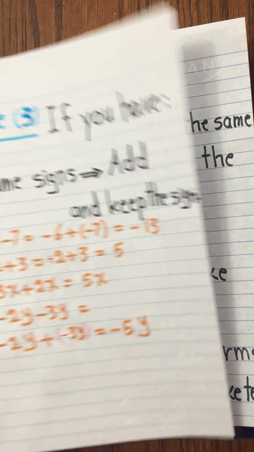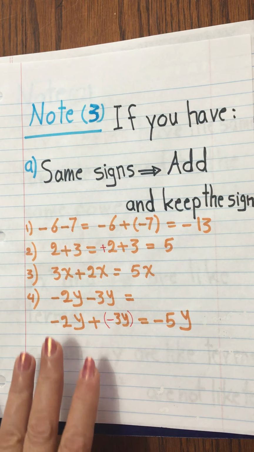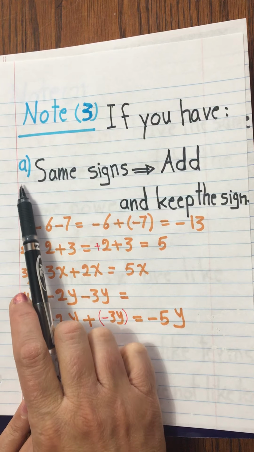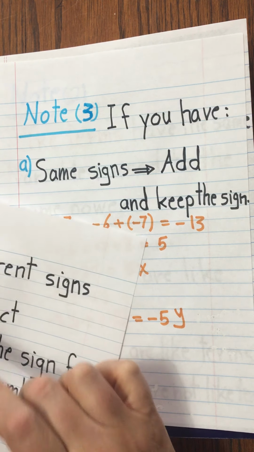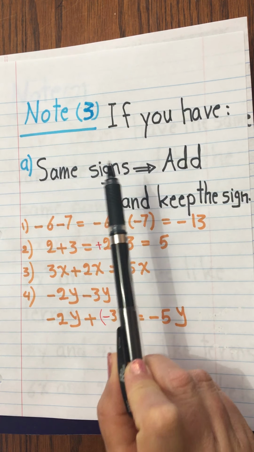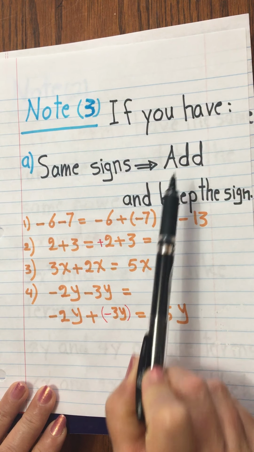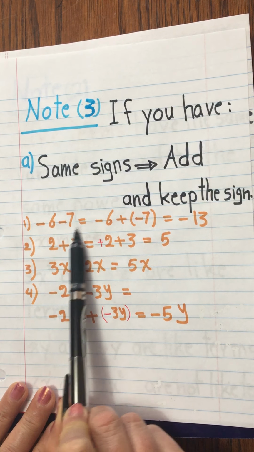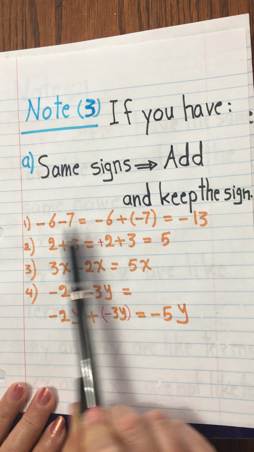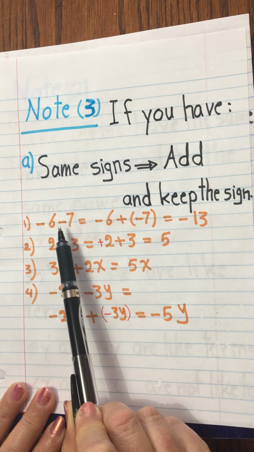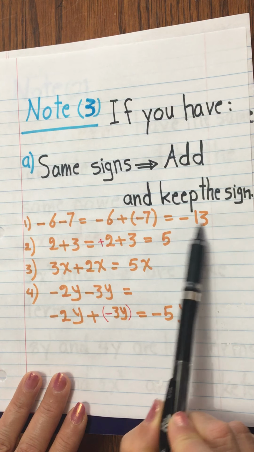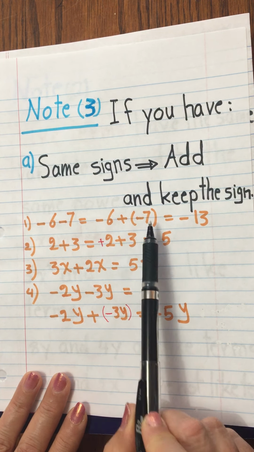Note 3. If you have the same signs or different signs. If you have the same signs, I'm going to add and keep the sign. So -6 minus 7: I'm going to change the negative to a positive sign, and the opposite number for 7 is -7. So the answer is -13 because they both have the same signs.